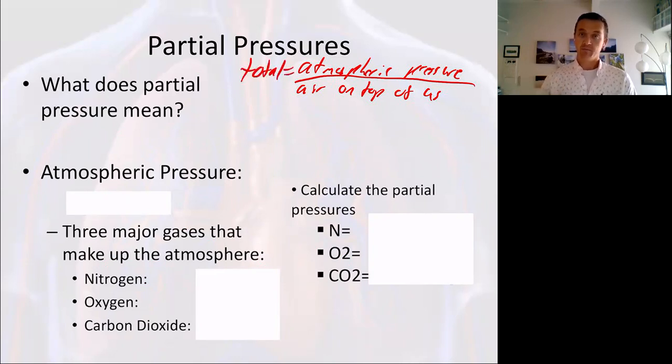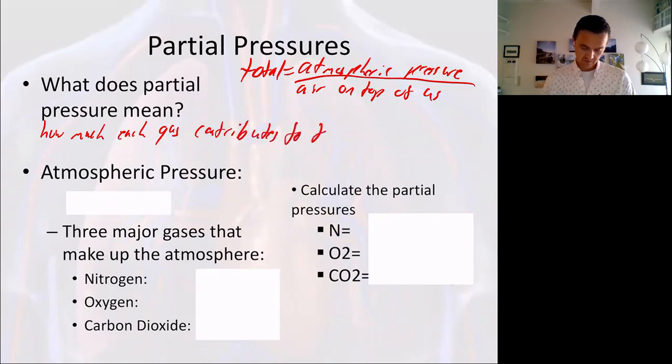But when we talk about partial pressure, what we want to do is look at that total pressure, and by knowing the percentage of each gas that makes up that air, then we can know how much each gas contributes to total pressure. Okay, so it's easy just to go through a calculation.